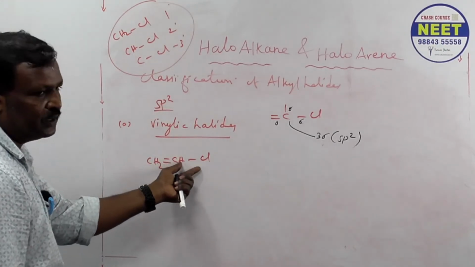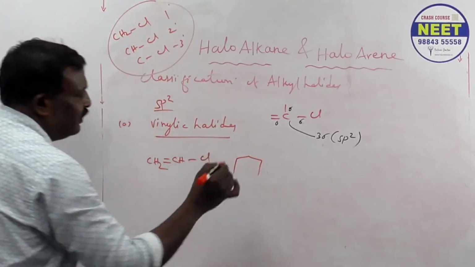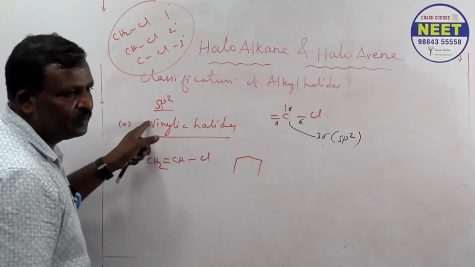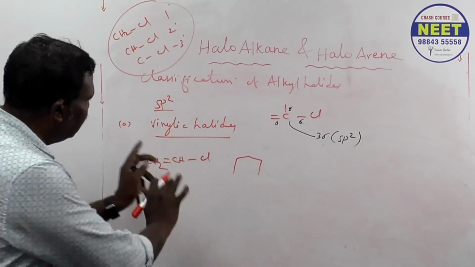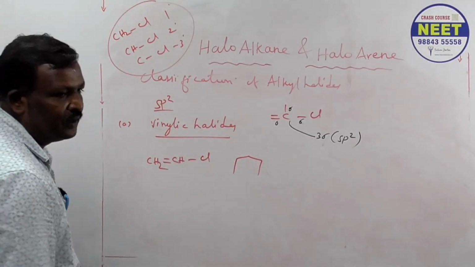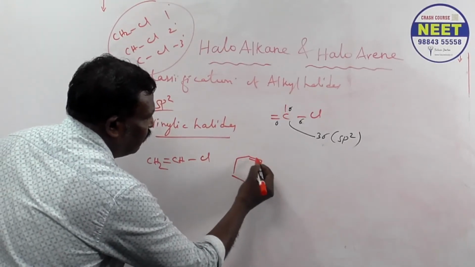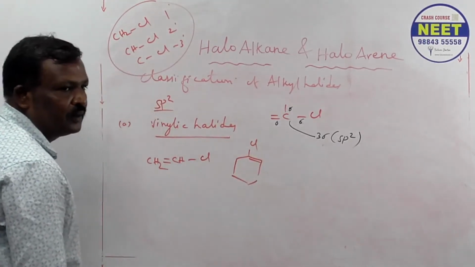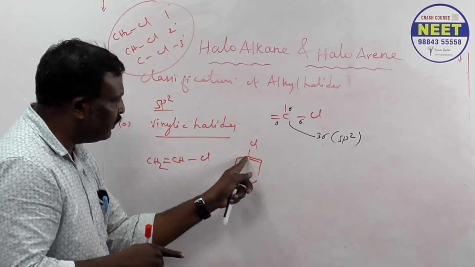CH2 double bond CHCl, the best example. Here we don't have any primary, secondary, tertiary in this case. We cannot predict secondary, primary. Here only the name. This is called vinyl halide. That's all. Then last time I told you I put the double bond here. If I put the double bond here, what is it? Allylic halides. If I put the double bond here, what is it called?